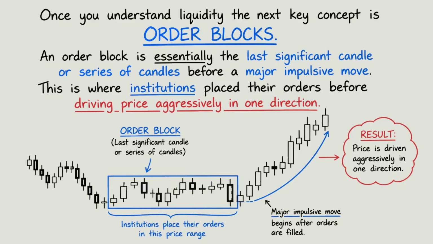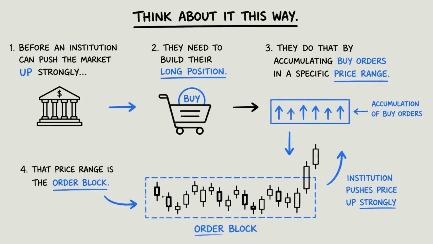Once you understand liquidity, the next key concept is order blocks. An order block is essentially the last significant candle or series of candles before a major impulsive move. This is where institutions place their orders before driving price aggressively in one direction. Think about it this way. Before an institution can push the market up strongly, they need to build their long position. They do that by accumulating buy orders in a specific price range. That price range is the order block.